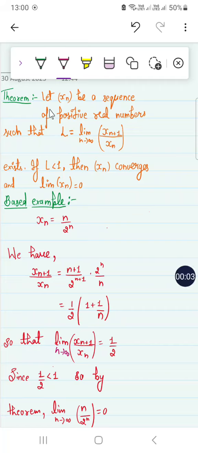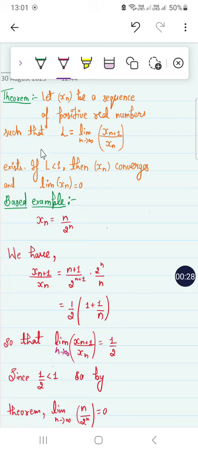Let xn be a sequence of positive real numbers. L can be defined for finding out the limit of this sequence. For finding out this sequence limit, we have to find out the (n plus 1) upon n terms, and after taking that, we have to take n tending to infinity. By the ratio test, we find out the limit.